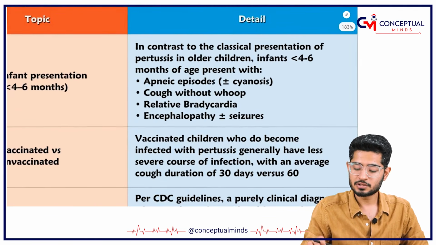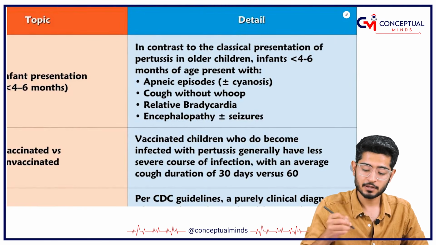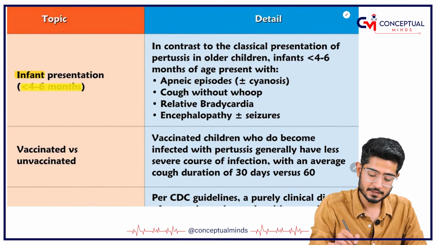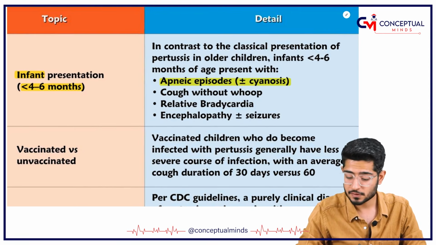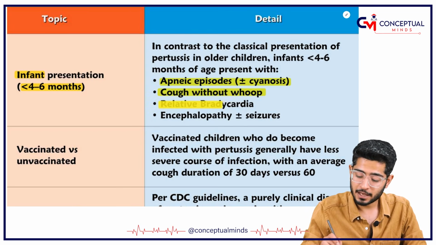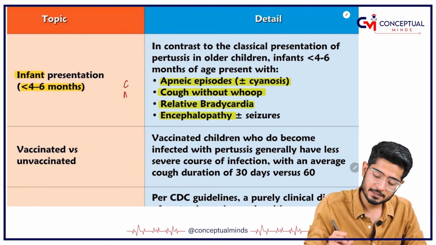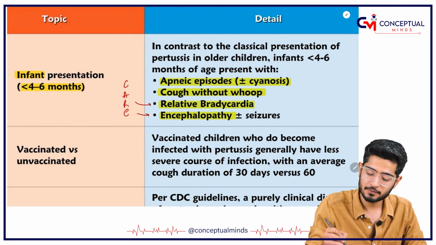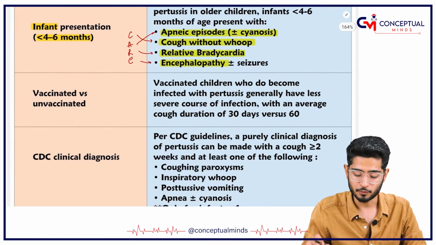Now the infant presentation. In infants, of course, there can be apnea. Why? Because there is breathing difficulty. Infants, specifically less than 4 to 6 months, will have apneic episodes which can even present with cyanosis. They'll have cough, and whoop can be absent in them. They'll have relative bradycardia as well as encephalopathy. So please take care of the infants. E for encephalopathy, R for relative bradycardia, A for apnea with cyanosis, and then cough without whoop.